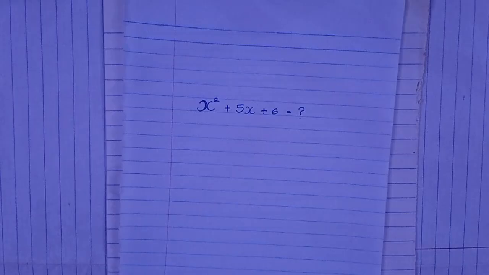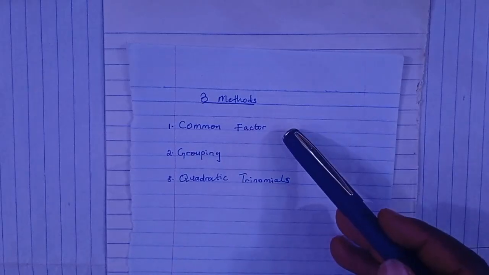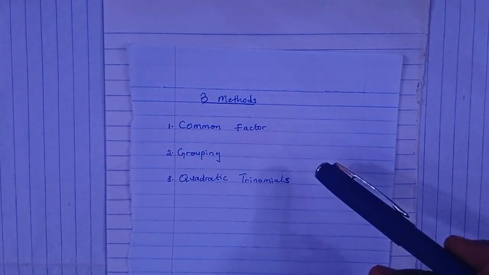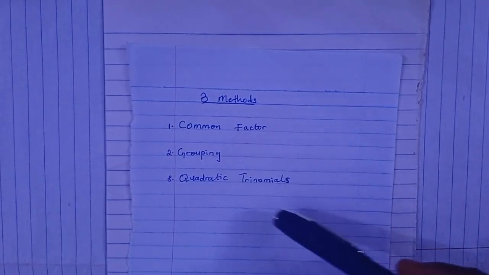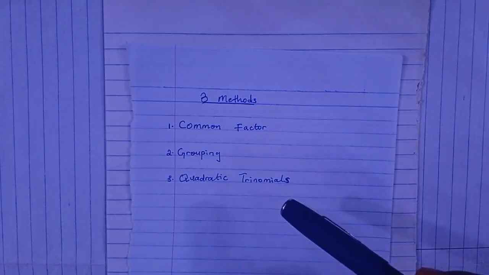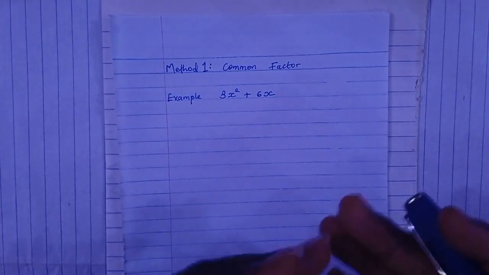Let's go. I'm Miss Onyinye, your online maths tutor, and this is JSS2 Maths. In our lesson, we will cover 3 methods used in factorization. The first one is common factor. The second one is grouping, while the third one is quadratic trinomials.